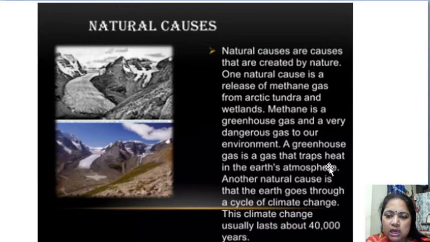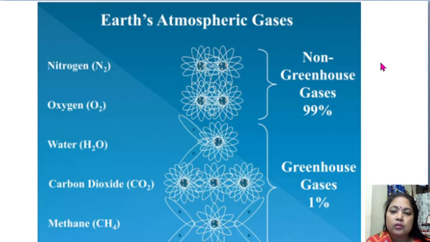So a greenhouse gas is a gas that traps heat in the earth's atmosphere, and another natural cause is that the earth goes through a cycle of climate change, isn't it? This climate change usually lasts about 40,000 years. Okay. So now you see, we know earth's atmospheric gases are divided into two types, isn't it? One is major gases and minor gases, and we can also divide them into non-greenhouse gases and greenhouse gases. Non-greenhouse gases comprise 99% of the entire volume, and greenhouse gases are only 1%, but this 1% affects a lot. Okay.